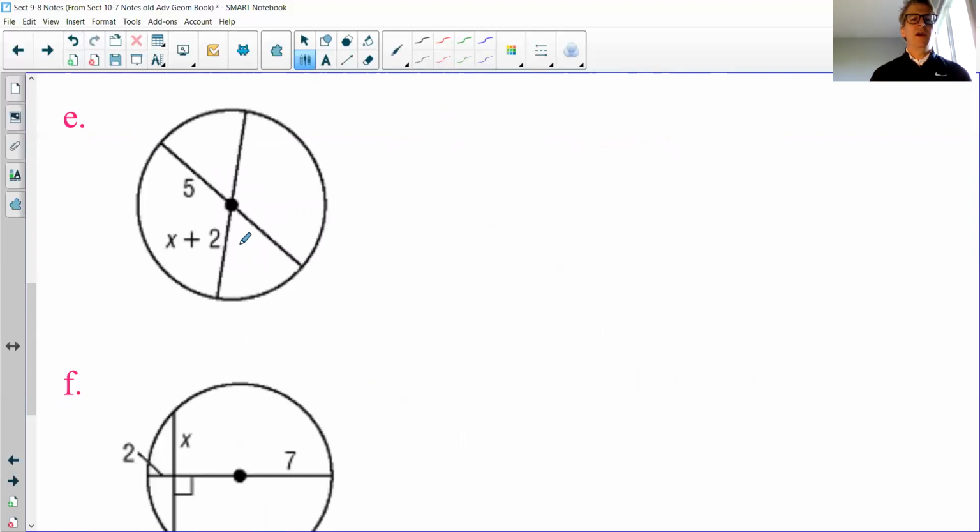Moving on, you have a diameter x plus 2. You have a 5. So that would mean that x plus 2 is equal to 5. This is not even a theorem. You could just say that. x is 3.